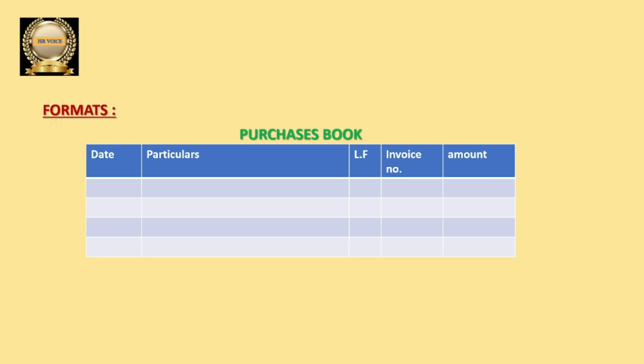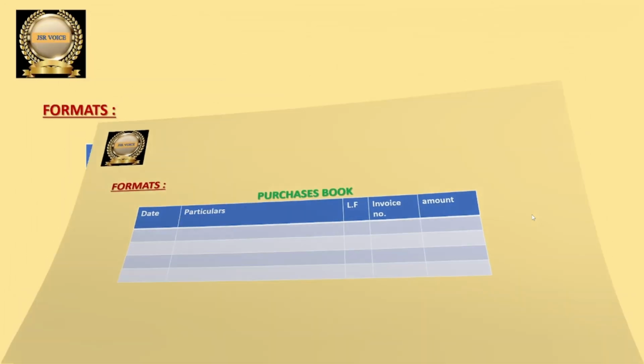Amount of purchase. What is the value of purchases? That will be recorded in the amount column. Like that we have to prepare. We have to record all the transactions in the purchase book. This is the format of the purchase book. Hope you understood. Let us go to the next format.